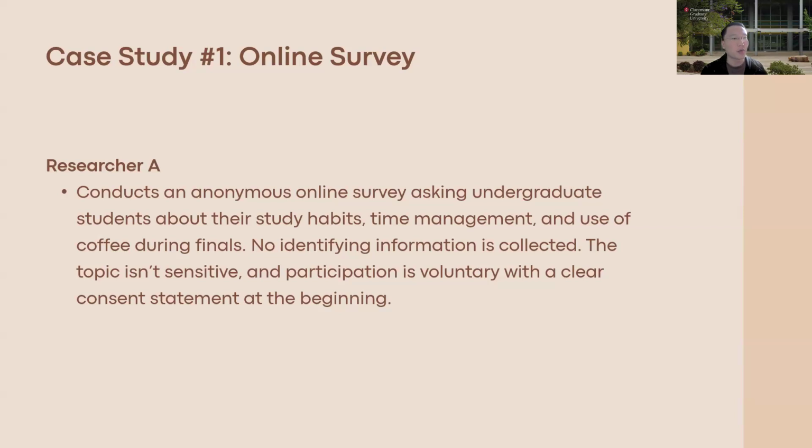So case study 1 here, we have an online survey. Researcher A conducts an anonymous online survey asking undergraduate students about their study habits, time management, and the use of coffee during finals. There is no identifying information collected. The topic isn't sensitive, and participation is voluntary with a clear consent statement at the beginning. And so which level of review should this research receive?